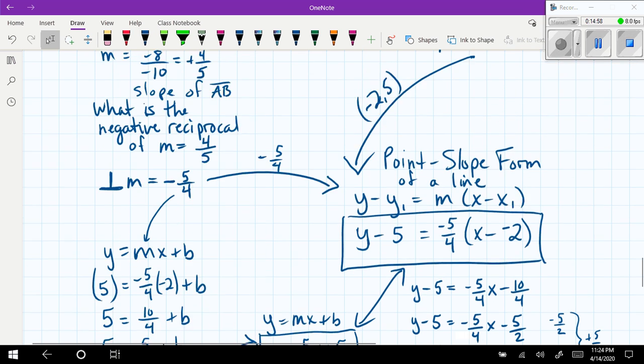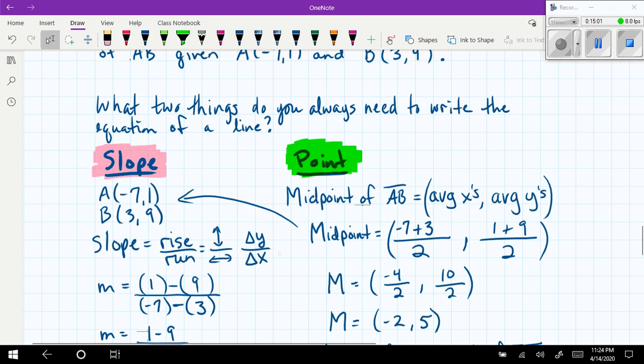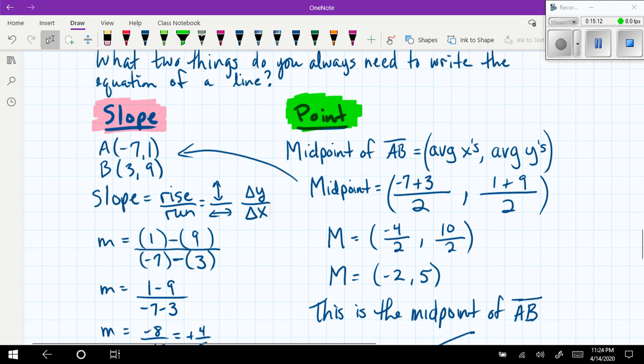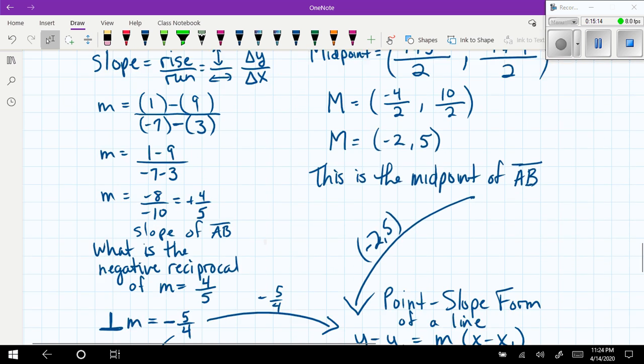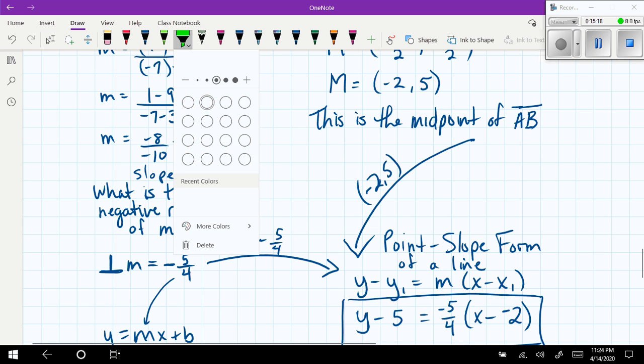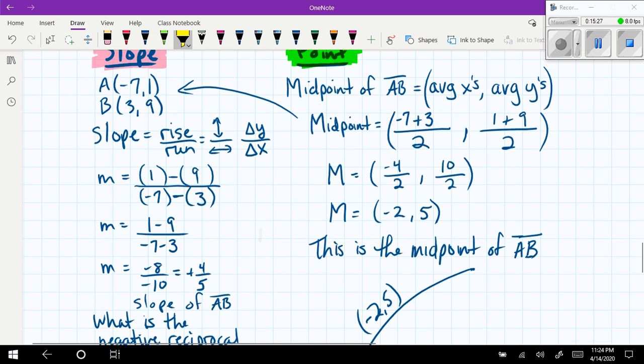Go back and make sure everybody's okay here. Write an equation for the perpendicular bisector of segment AB, given 2 points. You find the slope, and then you play with the negative reciprocal. So this right here, I'm going to use a yellow highlighter this time. This is what I need to use to write the equation of my perpendicular bisector.